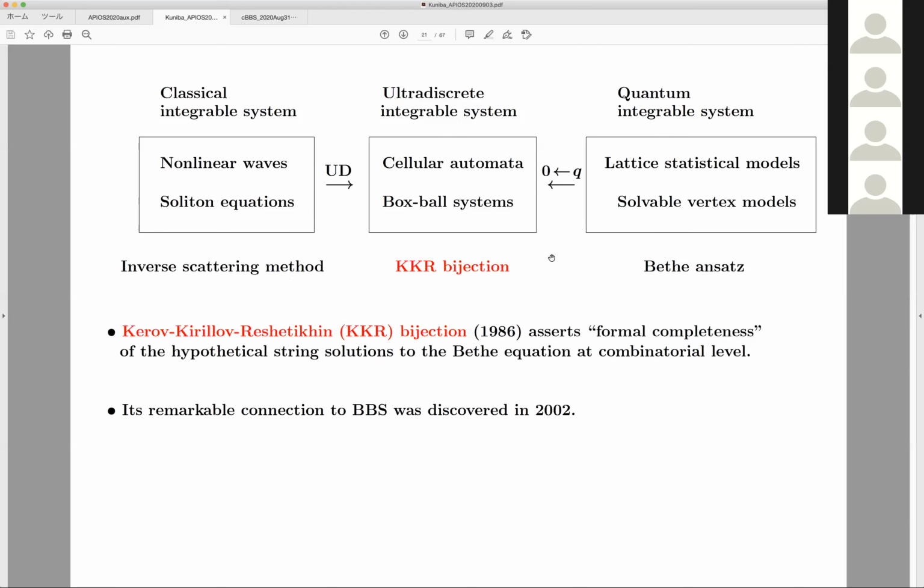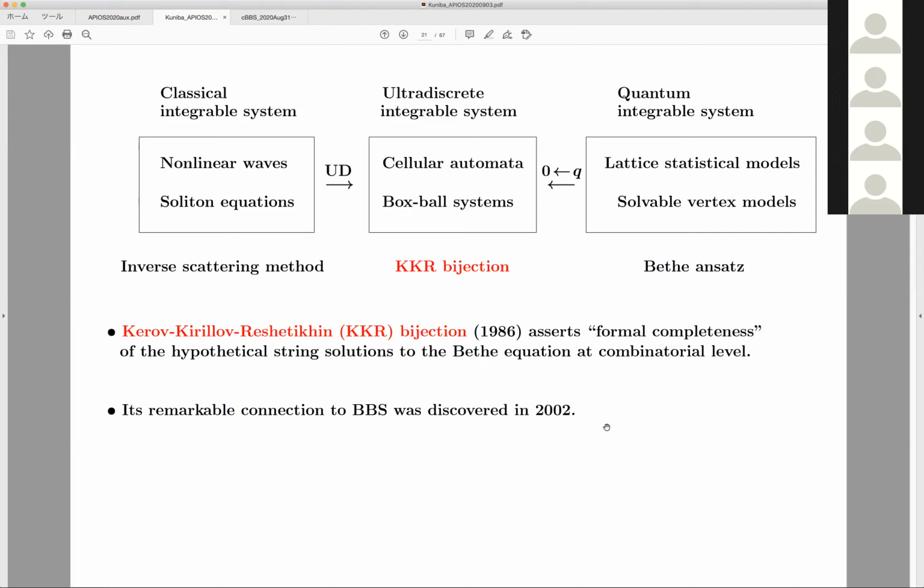What is the KKR bijection? It asserts the formal completeness of the hypothetical string solutions to the Bethe equation at the combinatorial level. And its remarkable connection to BBS was discovered after 18 years from the original introduction in 2002. So because this part plays a rather important role in the rest of my talk, let me get into this aspect somewhat in detail.